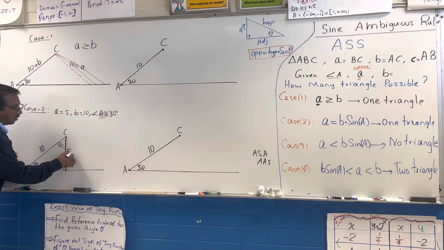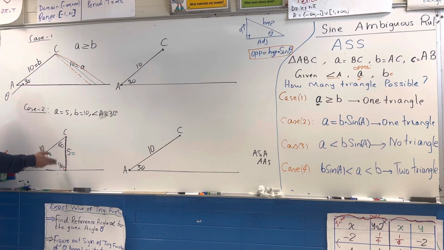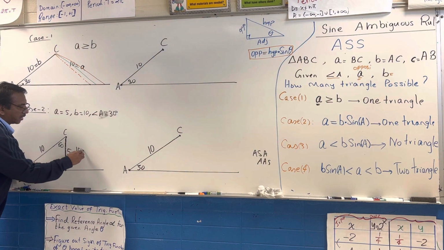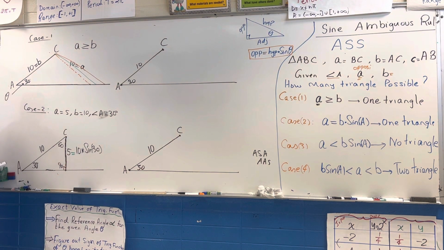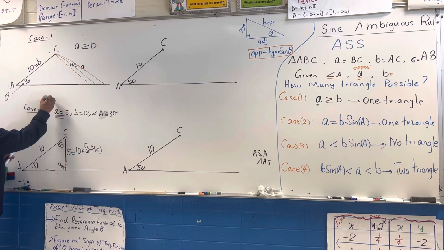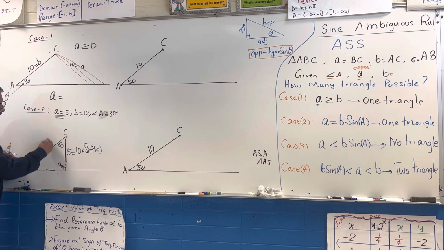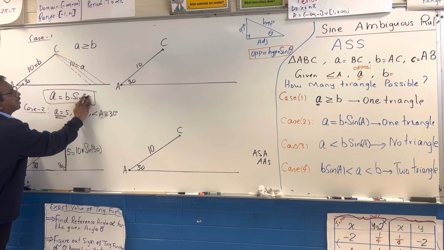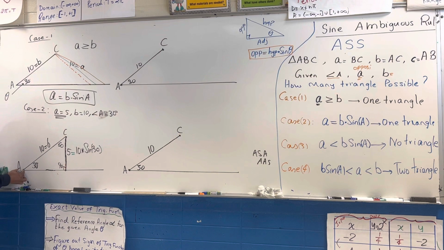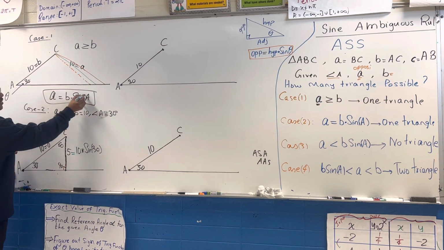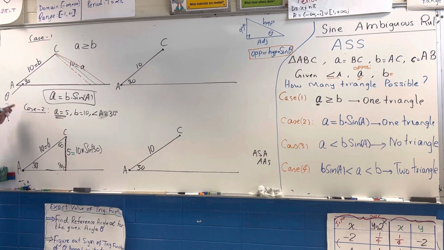Basically, what I'm trying to say is that the opposite side is always the hypotenuse times the sine of the angle. So let me write this: 10 times sine of 30 degrees. Sine 30 is a half, and half of 10 is 5, so it makes sense. So if a is b sine of the angle, and that 30 could be any angle, since the vertex is A, then 100% you're going to get a fixed triangle. Makes sense? So that was case number 2.